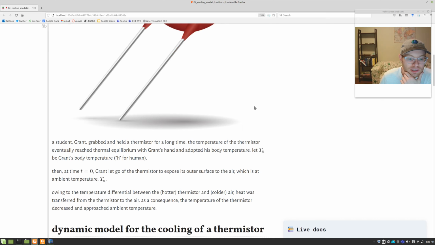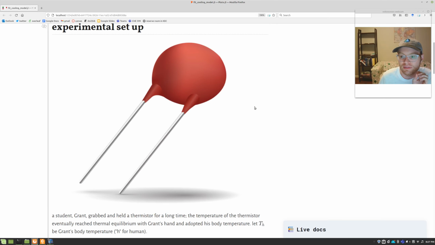But in this class, we're just going to use it as a nice example of parameter identification for an ODE. And then for your activity, you'll do parameter identification in the SIR model, which is more complicated than this because the SIR model has multiple ODEs. This is just one. So here's your experimental setup.